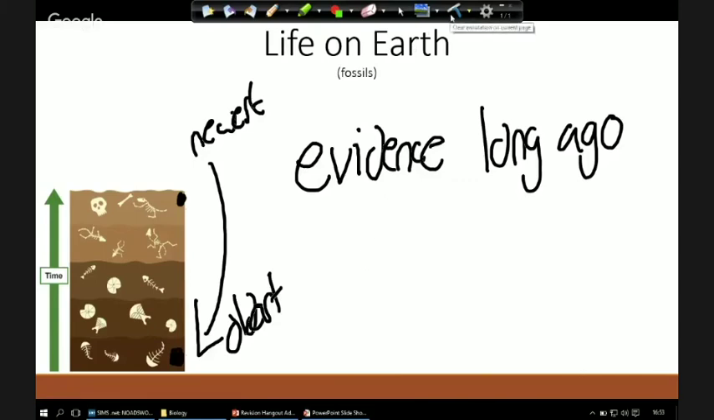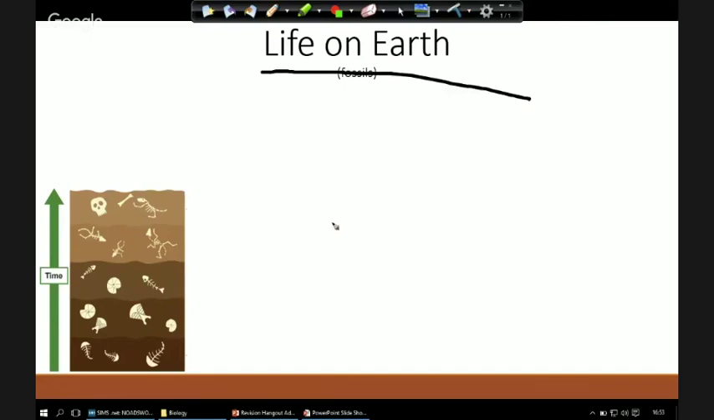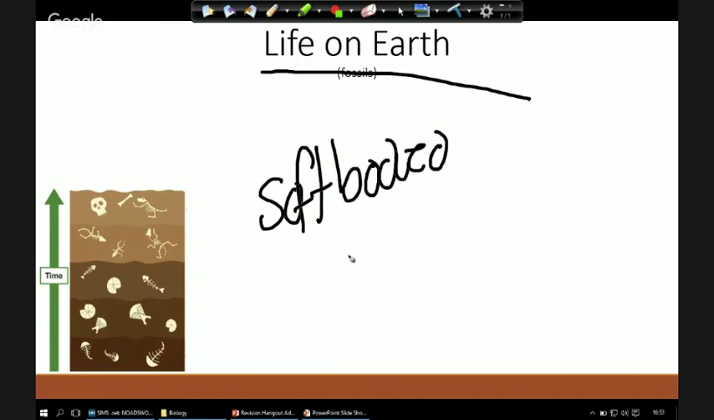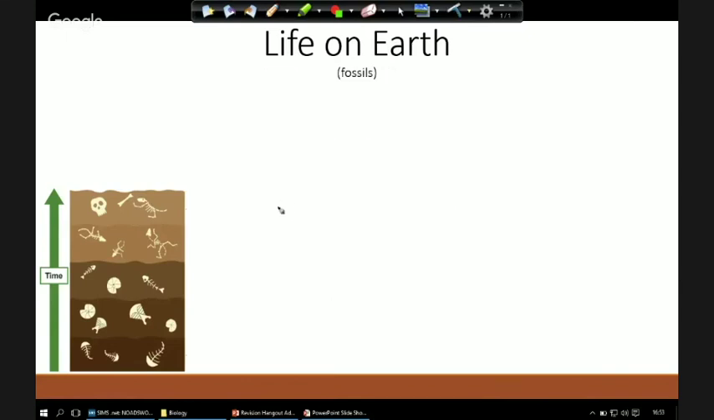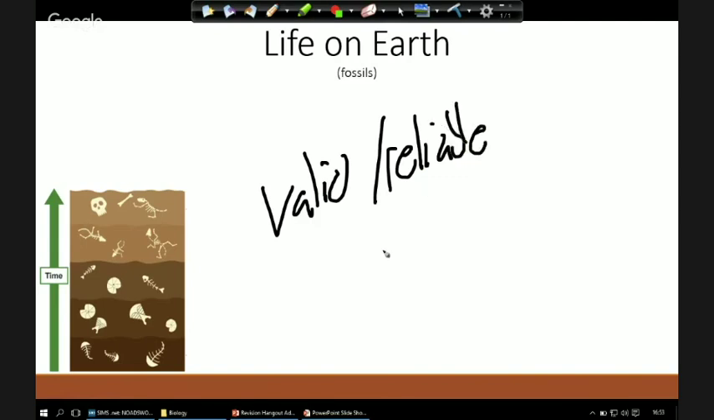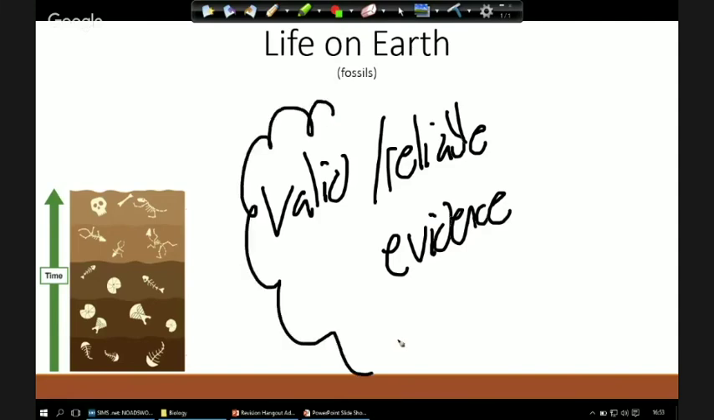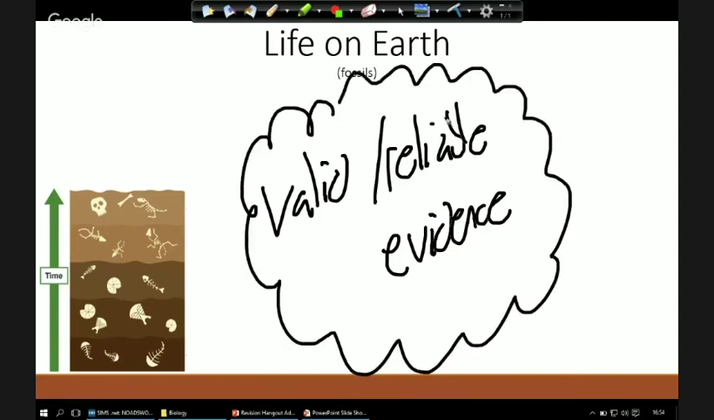Of course, that doesn't answer the original life on Earth. We think they were soft-bodied, but of course, being soft-bodied means that fossils didn't form. There's also a severe lack of valid or reliable evidence. We certainly weren't there. And so these give us clues to prehistoric life. But of course, there's always some doubt to it because the evidence is lacking.